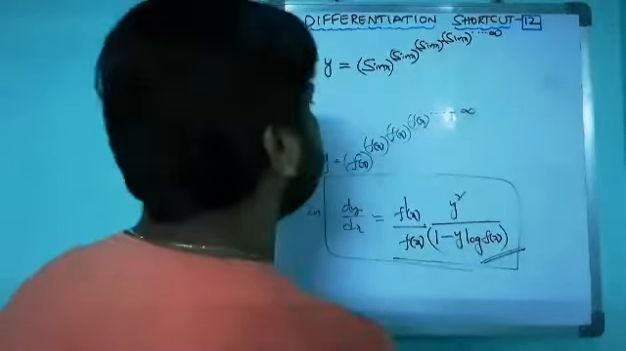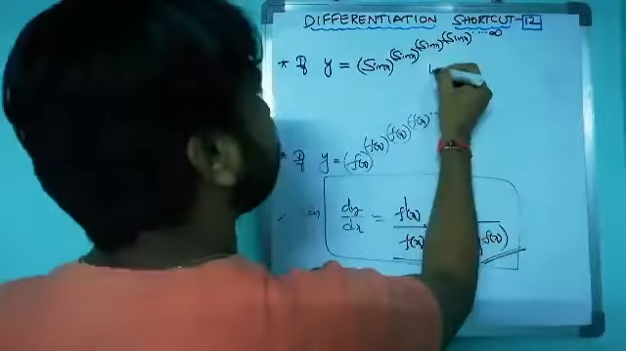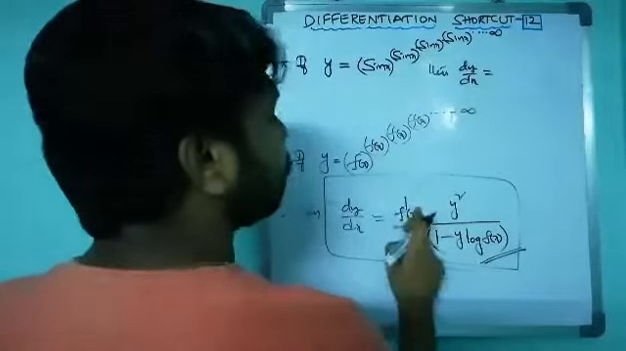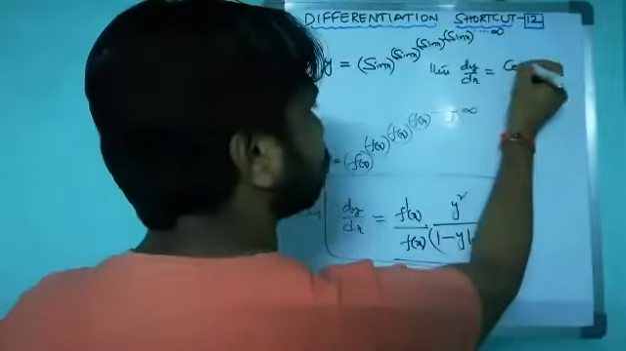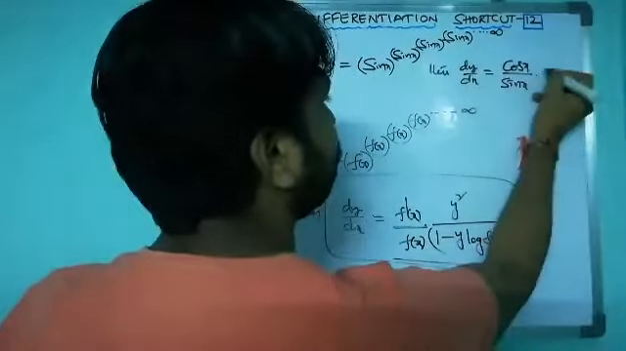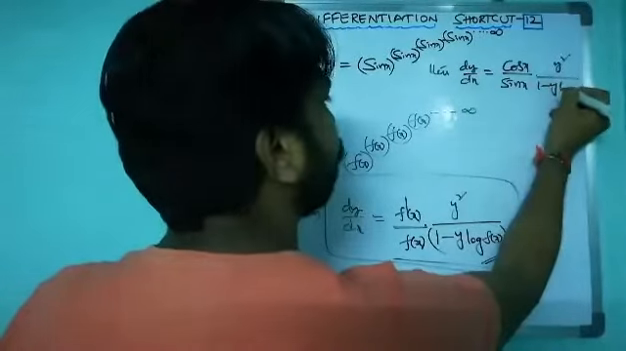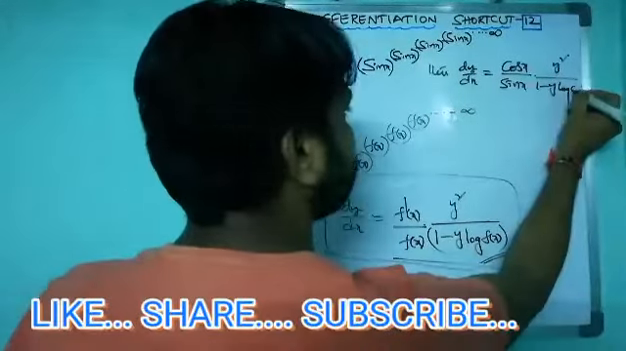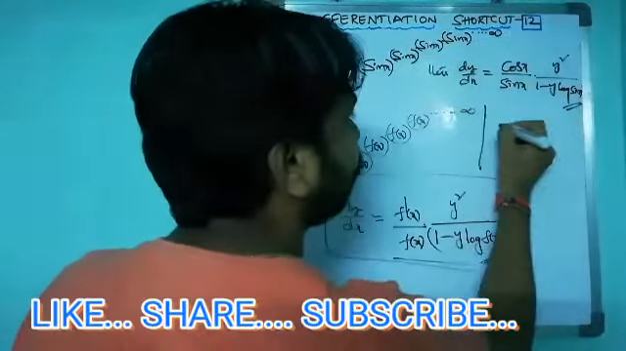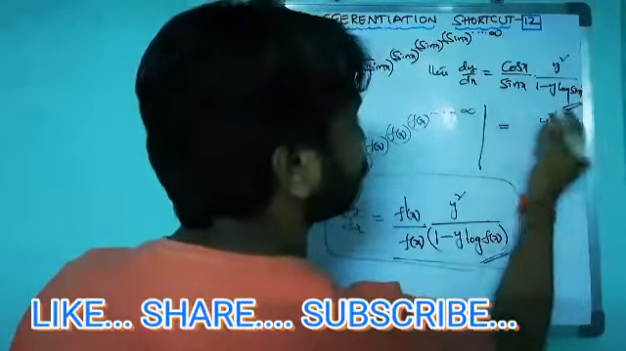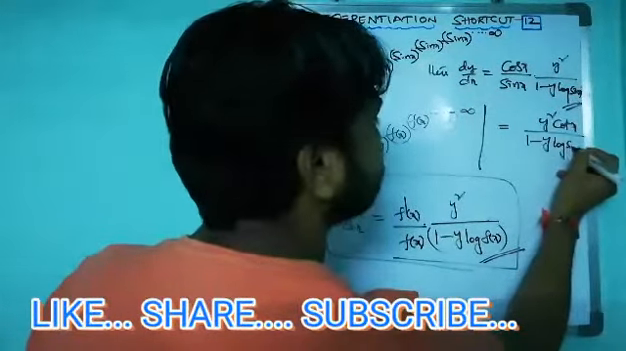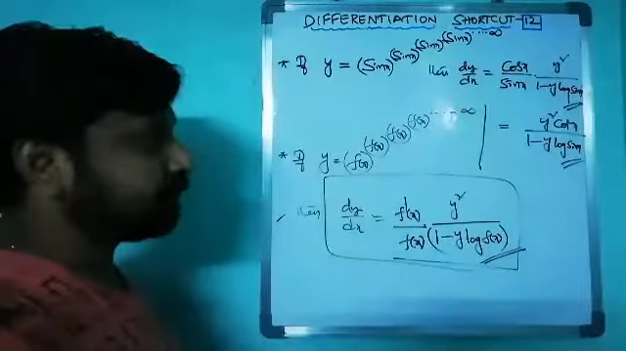So dy by dx is equals to, friends, what is the derivative? So sin x is there. First you want the derivative of that. Sin x derivative is cos x by f of x. F of x is what? Sin x, into the value y square by 1 minus y log f of x, which is sin x. That's all your answer, friends. If you want to write one more step, this is equals to y square into cos x by sin x as cot x by 1 minus y log sin x. We proved that only, friends.